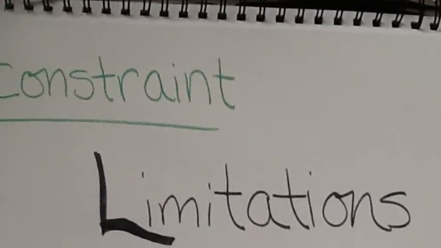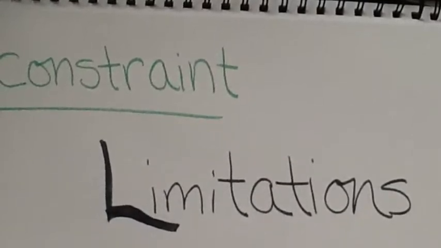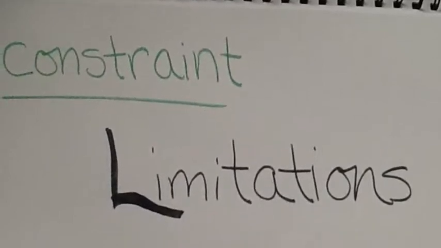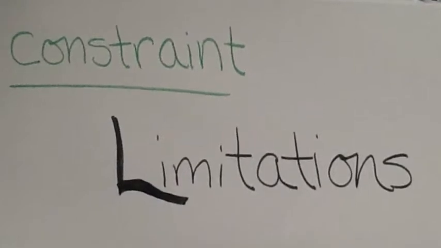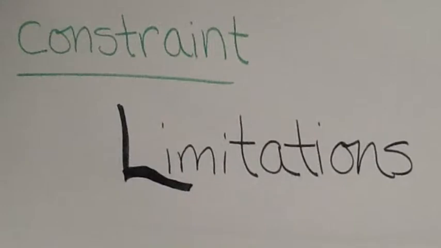Constraints, on the other hand, are your limitations. Usually a limitation includes how much time you have to design and build the product. This is probably the most difficult constraint. Another constraint will be a budget. How much money will you have to spend to build your product?